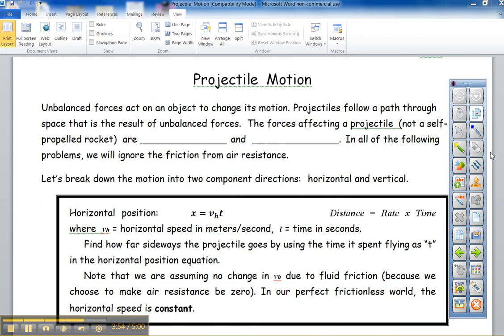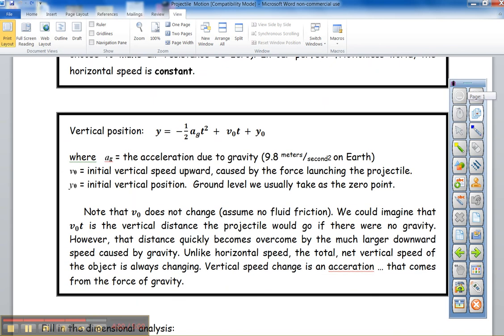Okay, so let's look at the next section here. Vertical position. So for vertical positions, the y changes as a function of time. We say that y is a function of time, and so the equation is showing a sub g, the acceleration due to gravity, which is 9.8 meters per second squared, and then v naught, which is the initial vertical speed upward, and that's caused by the force that was launching the projectile in the first place, and then y naught is how high it was to begin with.